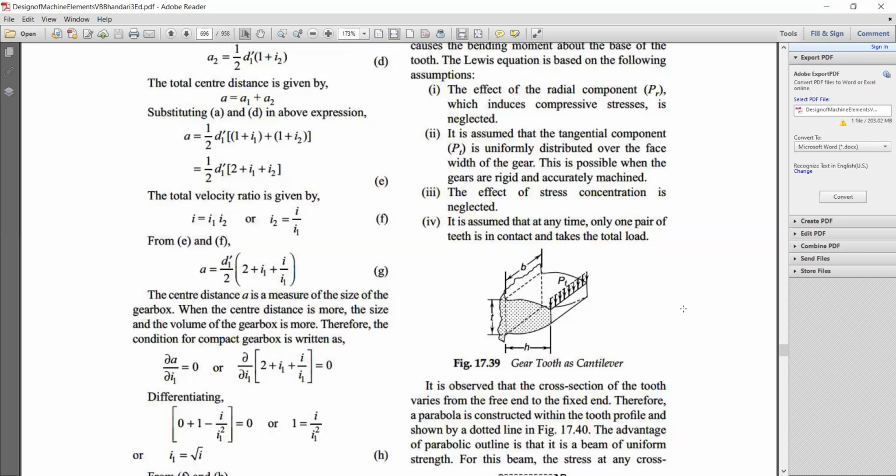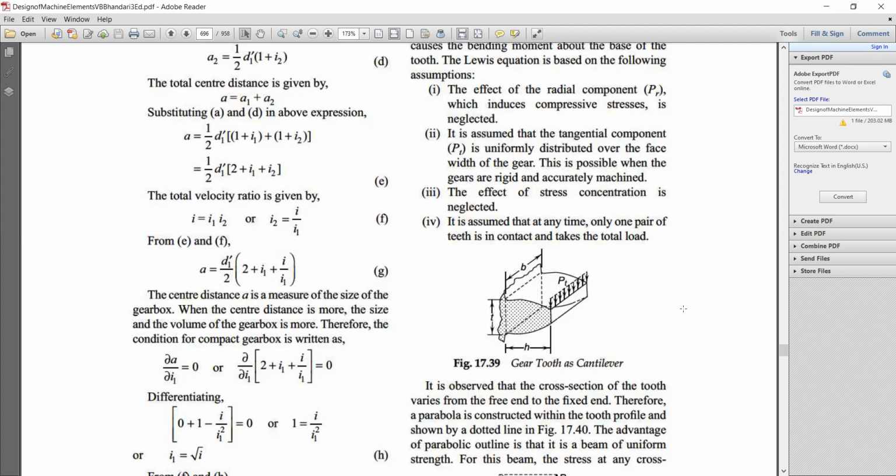When we consider the full load acting at the tip of the tooth, this is a conservative assumption, because the full load never acts at the tip of a single tooth. When the contact is at the tip, the load is shared by more than one pair, and the load is taken by a single pair only when the contact point moves down some distance from the tip. So it is an assumption.